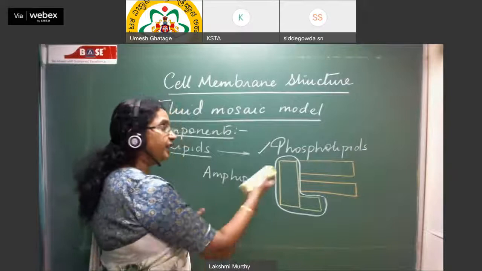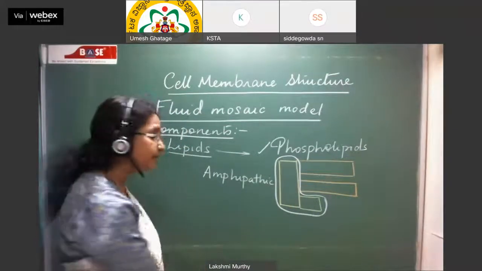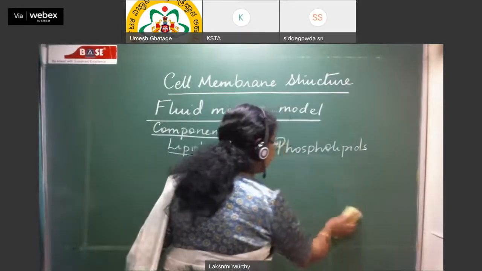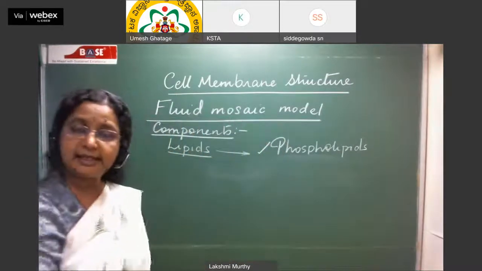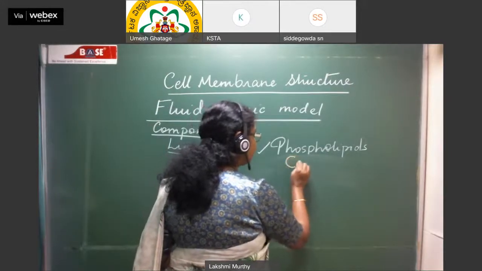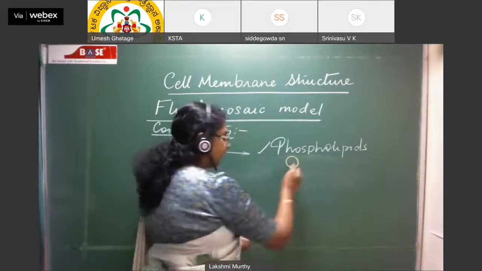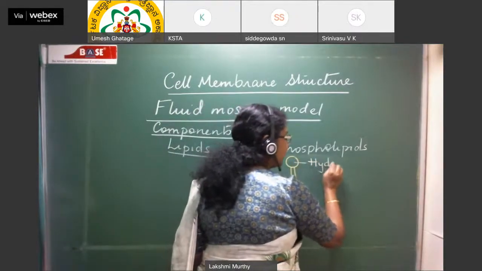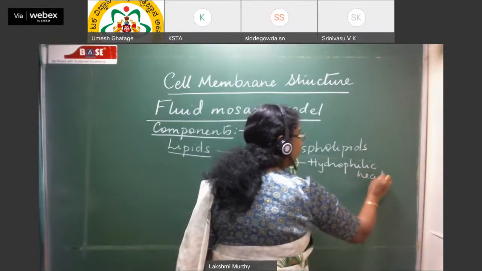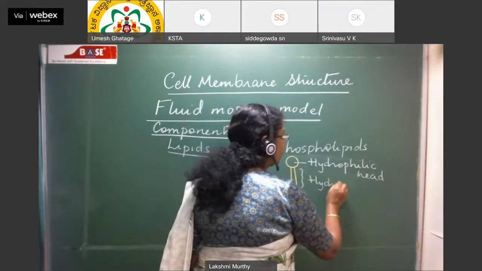Now, obviously, we cannot draw a phospholipid molecule in this way when we have to represent a cell membrane. From now onwards, in this class, I am going to represent this phospholipid molecule simply as this. I'm going to show this as the hydrophilic head, which has the glycerol and the phosphate part present. This is the hydrophilic head. And I'm going to call this the hydrophobic tail.